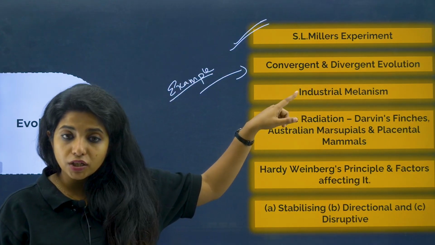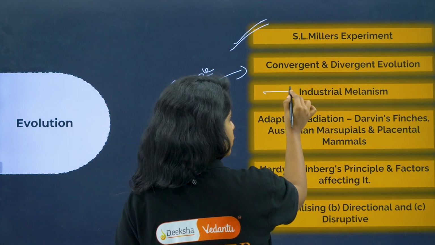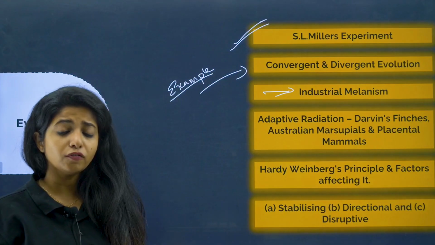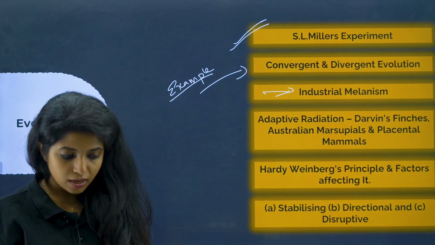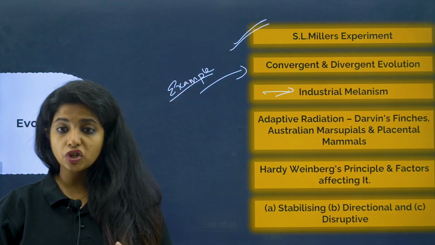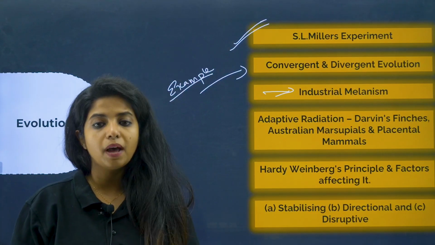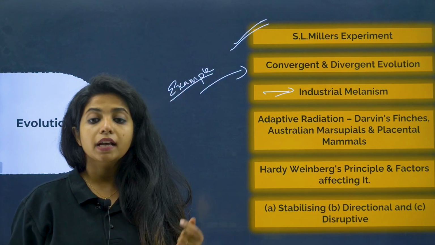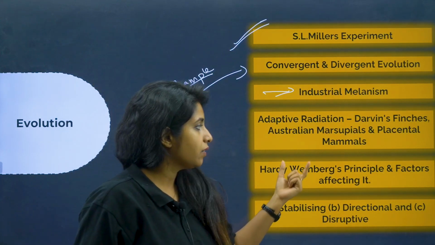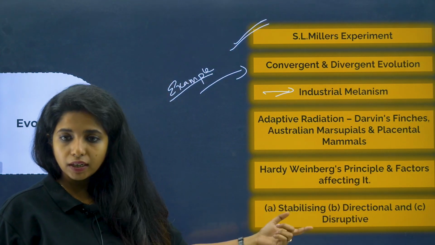Now industrial melanism is an example that is very much important. You should know about that, and the name of the moth that was used, Biston betularia and things like that. Now adaptive radiation: Darwin's finches, Australian marsupials and placental mammals. Three of them are given in your NCERT and all three are equally important. Just go through it once. Then Hardy-Weinberg principle and the factors affecting it.